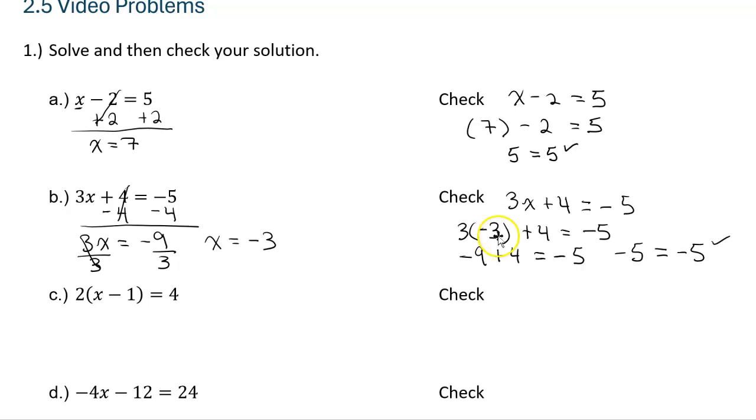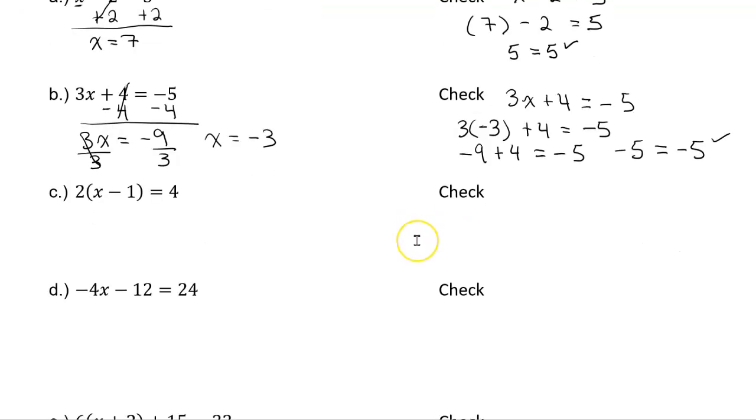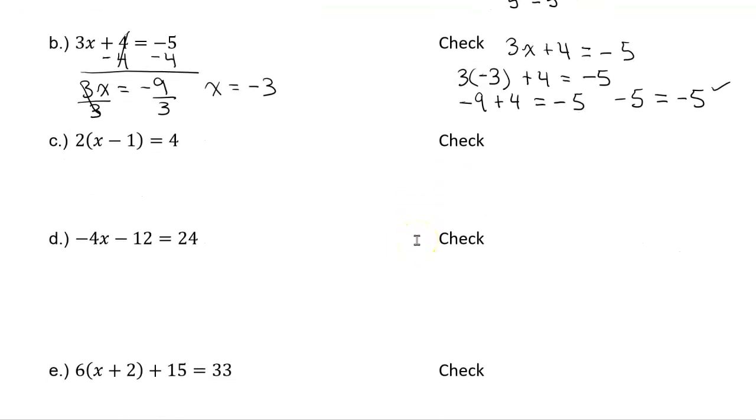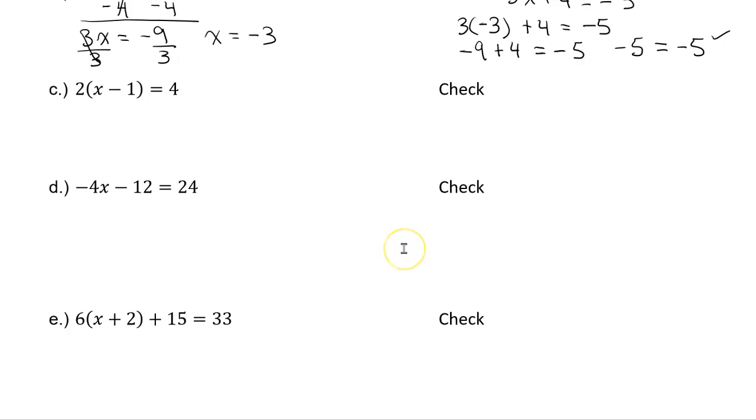All right, next one. So I would encourage you to go ahead and try C, D, and E on your own. So go ahead and pause the video, try each of them, check each of them, and then go ahead and watch my work and you can see how you did.